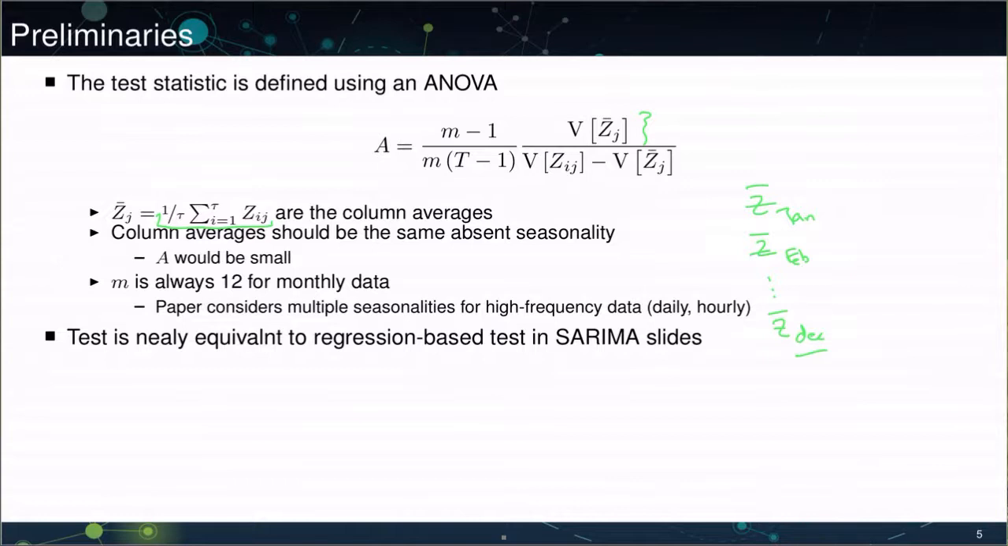The denominator then is just the overall variance of all of the data in the matrix minus the variance of the Z bar J's. And then finally, we have some degrees of freedom correction out front.